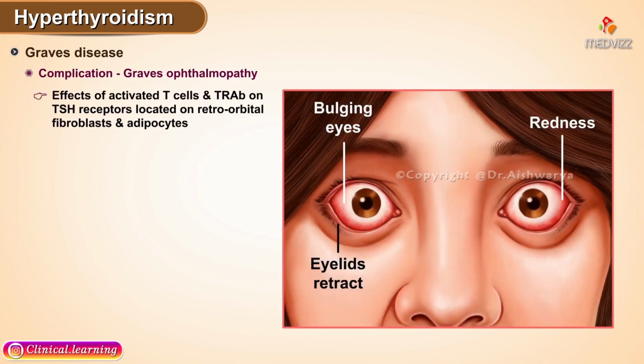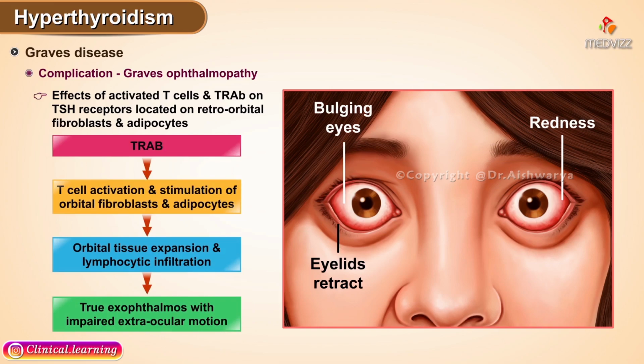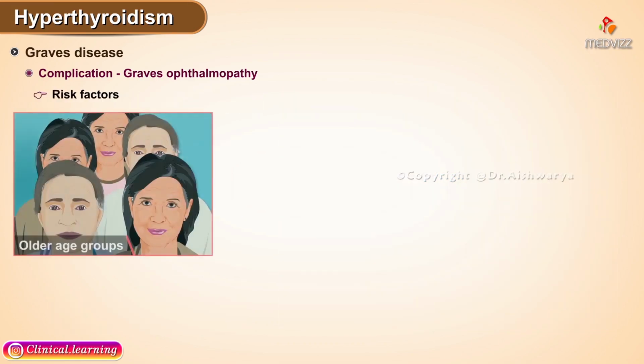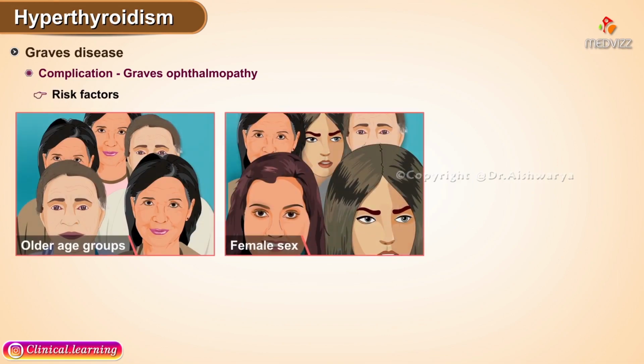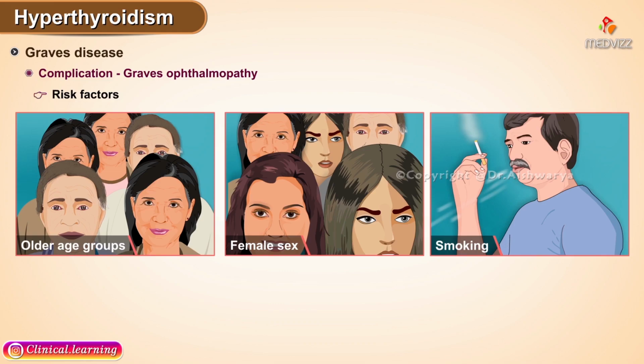Graves' ophthalmopathy is a result of the effects of activated T cells and thyrotropin receptor antibodies, the TRAbs, on the TSH receptors, which are located on the retroorbital fibroblasts and adipocytes. True exophthalmos with impaired extraocular motion is seen only in Graves' disease, and it is due to T cell activation and stimulation of orbital fibroblasts and adipocytes by TRAb, resulting in orbital tissue expansion and lymphocytic infiltration. Older patients, females, and patients who are smokers are at risk of developing Graves' ophthalmopathy who have hyperthyroidism.